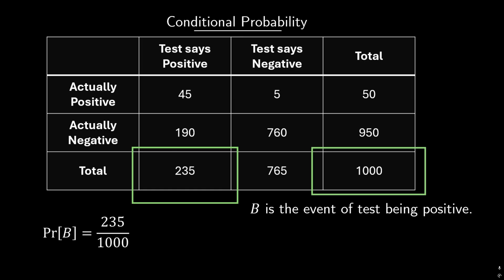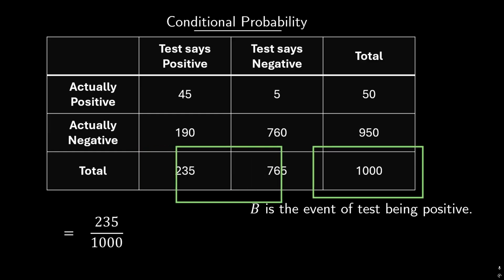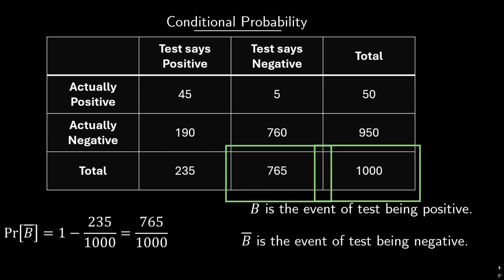Okay. Now the probability of B, again, B is the event of the test being positive, right? So in other words, all we care about is the number of positive tests divided by the number of total participants, which happens to be 235 divided by 1,000. And again, B complement is the event that the test is negative. So you can think of this as just 1 minus the probability that the test is positive. You could also just manually count 765 divided by 1,000. They both line up to be the same thing.